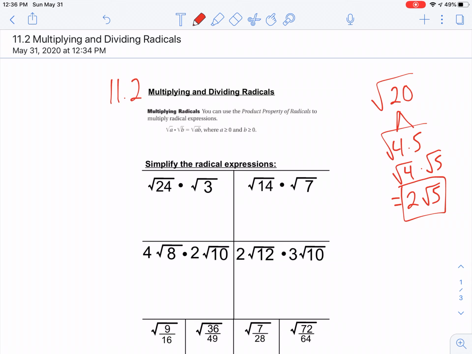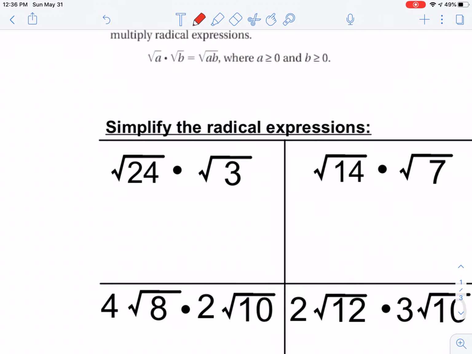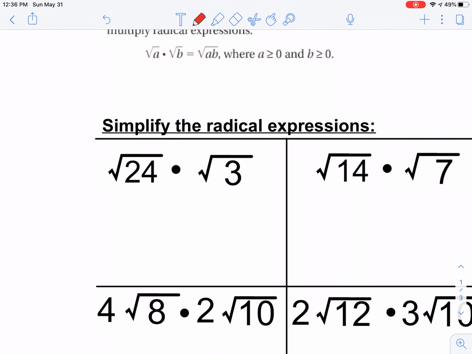Okay? Here, with these, the only difference is that you're going to merge these two radicals into one radical first. So square root of 24 times square root of 3, you would just multiply the 24 and the 3, which is 72. And when you do so, you're allowed to merge those radicals into one radical. So root 24 times root 3 becomes root 72.